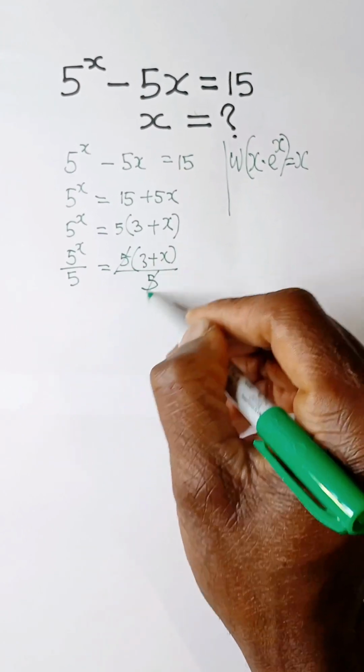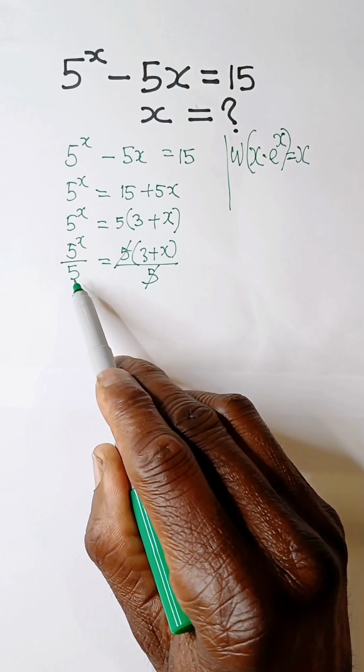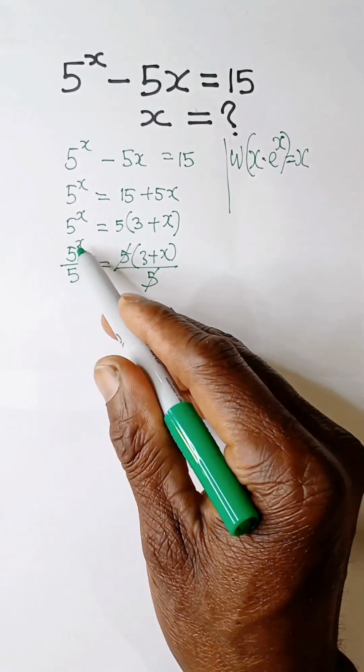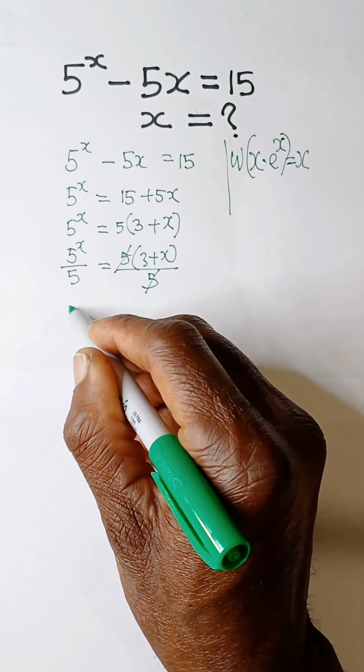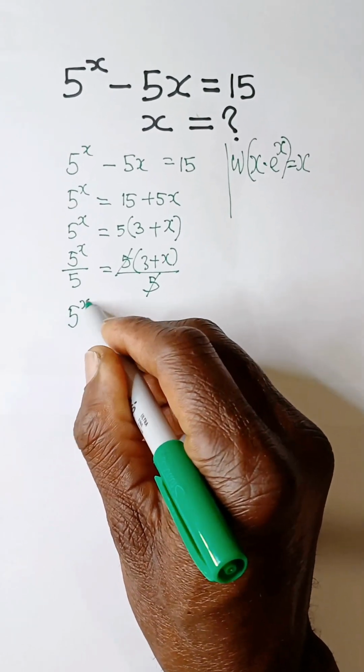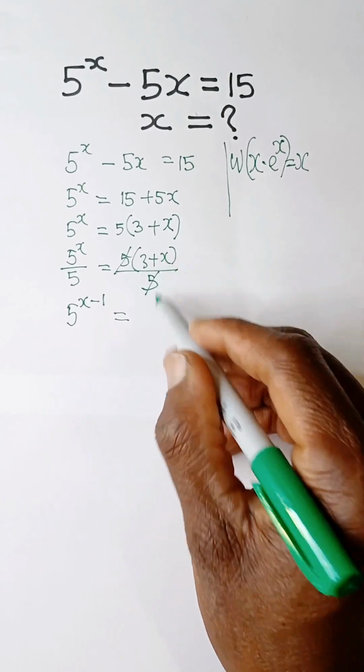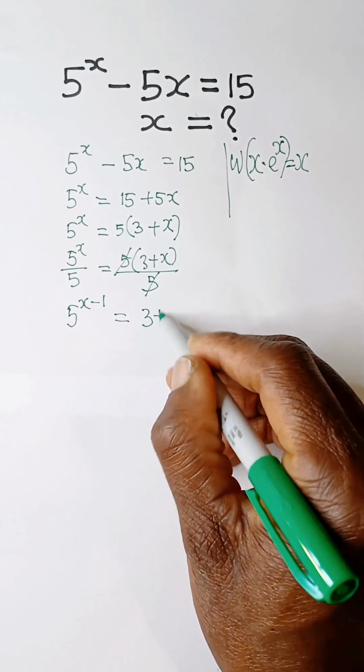5 will cancel 5 here. This 5 is the same thing as 5 raised to the power of 1. If we apply the division law of indices, this will give us 5 raised to the power of x minus 1. And this is equal to, here we'll be left with 3 plus x.